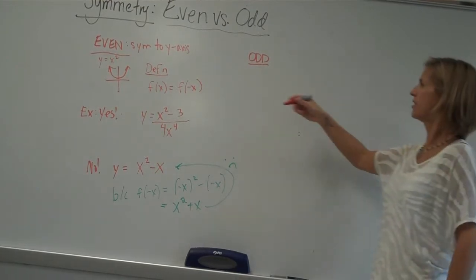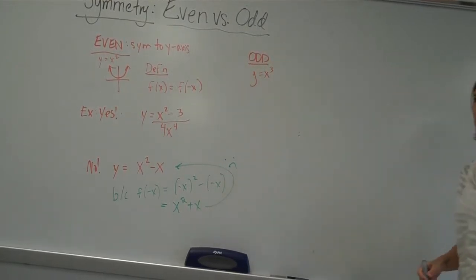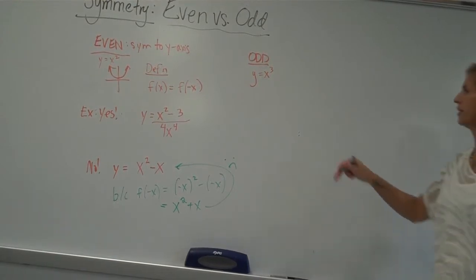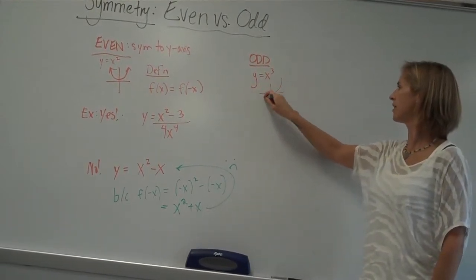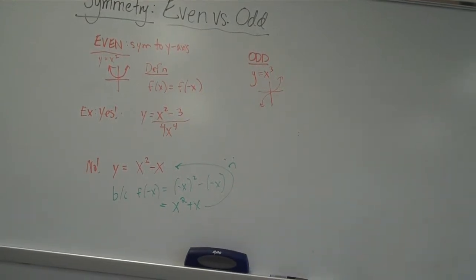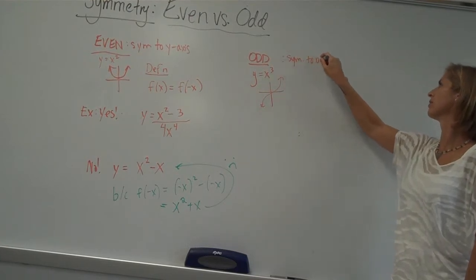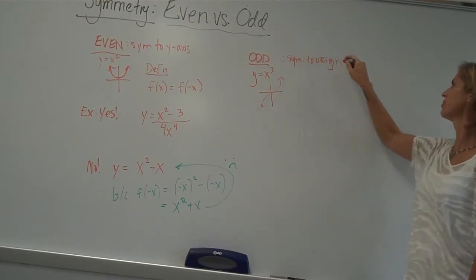Okay, so odd, similar. y equals x to the third is your most basic odd function. It's got an odd degree, and it looks like this. So instead of saying this is symmetric to an axis, what do we say it's symmetric to? Origin. Good.